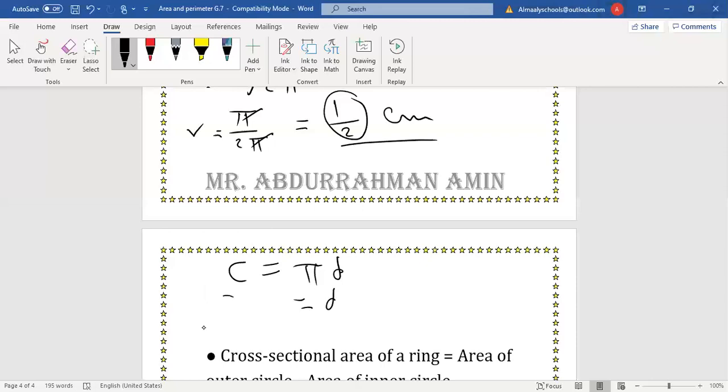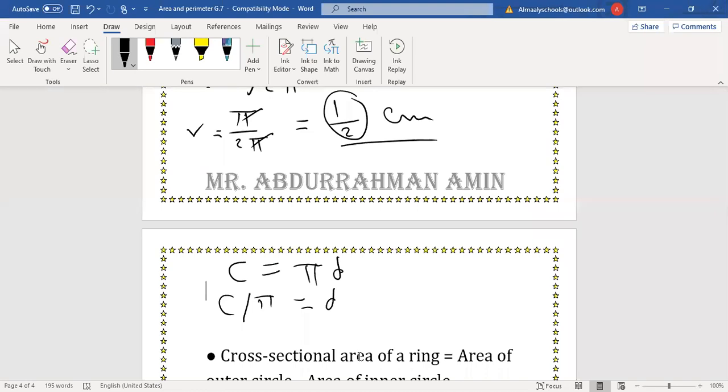16 centimeters. C divided by pi. So the diameter equals C divided by pi. We will divide by pi to write D as the subject of the equation. So D equals C over pi.